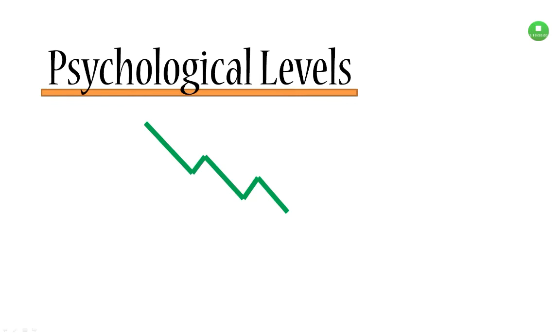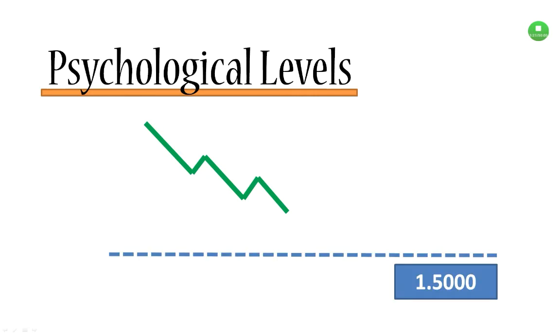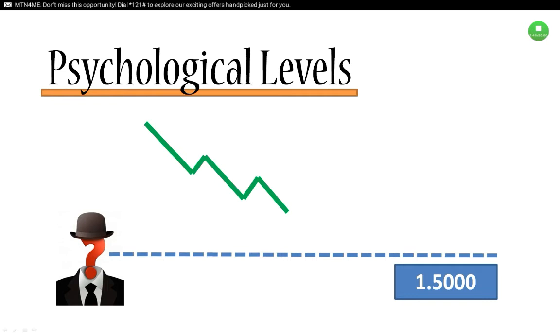They're a bit different in the sense that the price is just in a trend, and then we identify a level which is very often a round number. So, for example, 1.5000. That is a number that plays with the minds of traders, because they don't know whether the price is going to bounce off it or cross it. Mathematically speaking, there's nothing special about 1.500. It's no different to 1.650.